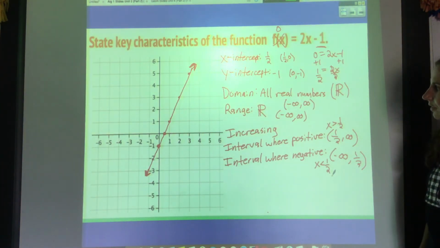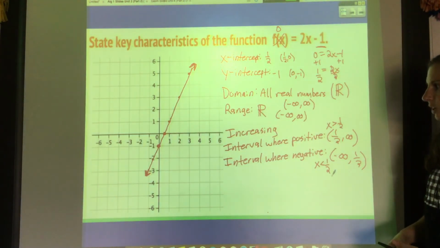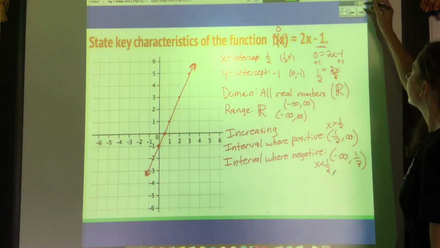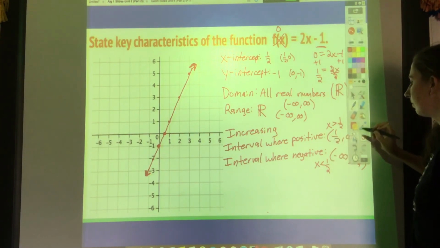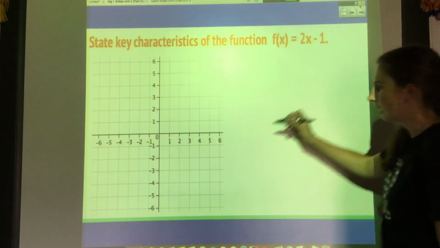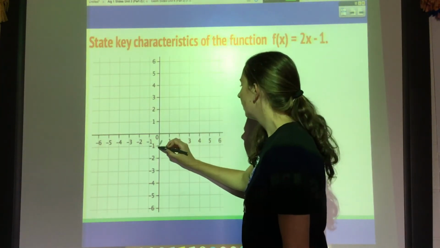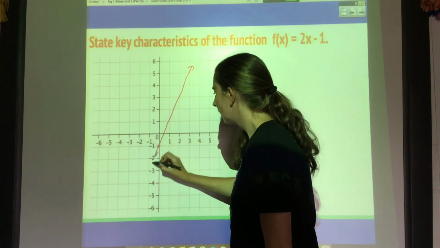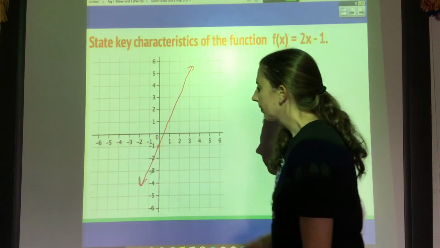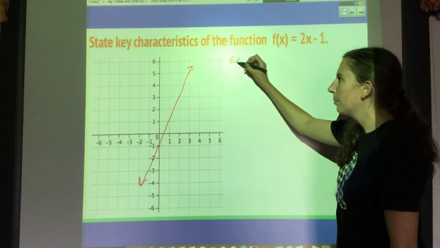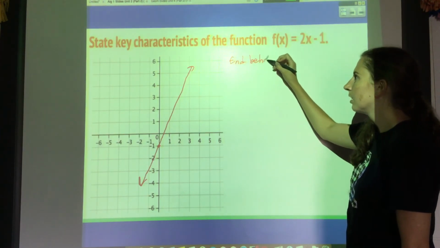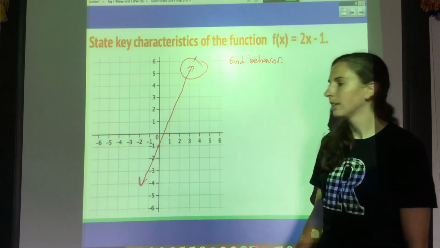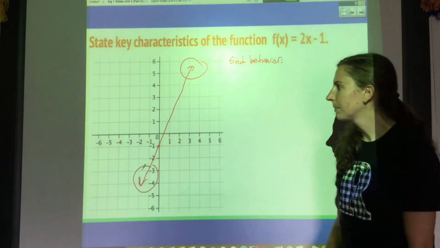All right, the very last key characteristic that we're going to talk about, at least, is the end behavior. I'm going to erase this. Oops, lost my line. Looked like this. Okay, the end behavior is literally just what happens at the ends of the graph. So like, what's happening right here and what's happening over here.